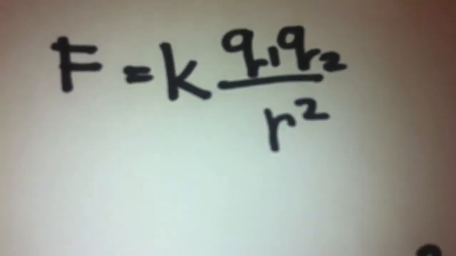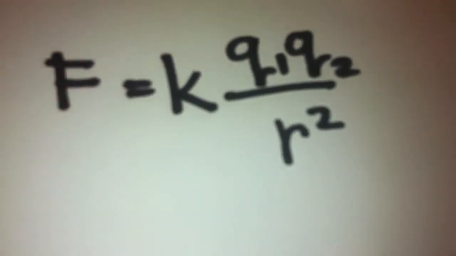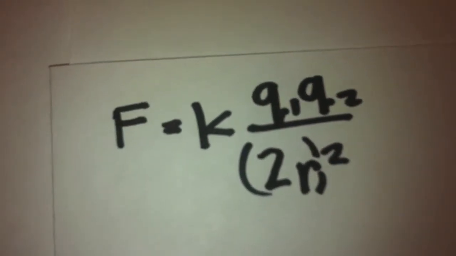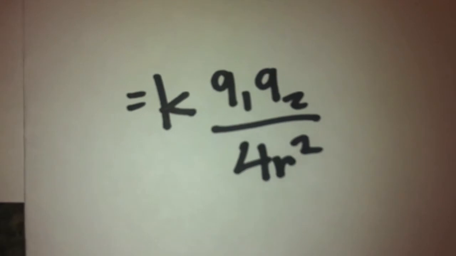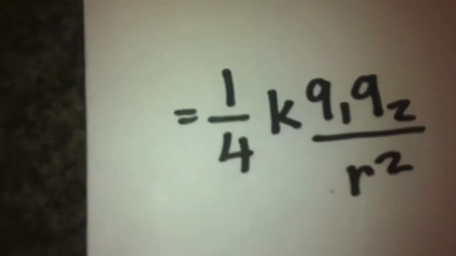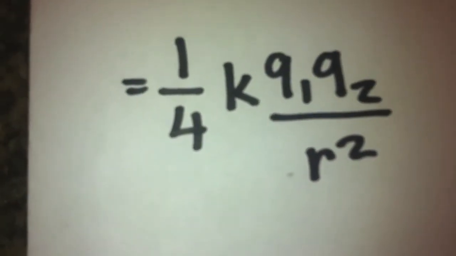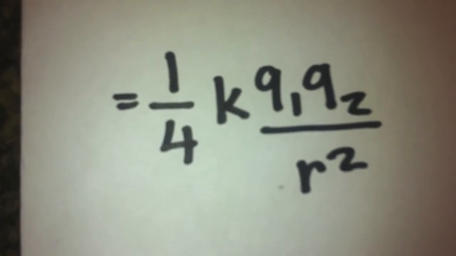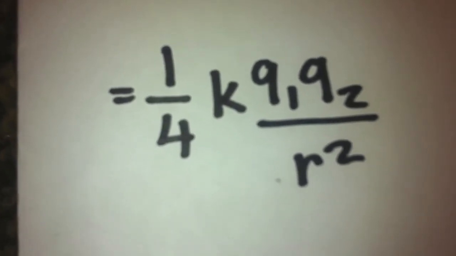A second important thing to note is the r squared in the denominator. Suppose we double the distance between two objects. Doubling the distance means we change r to 2r. 2r squared equals 4r squared. So then we can move the 4 in front of the fraction, keeping it in the denominator. So now we have 1/4 of our original force, back when the distance was r. Doubling the distance results in 1/4 of the force.